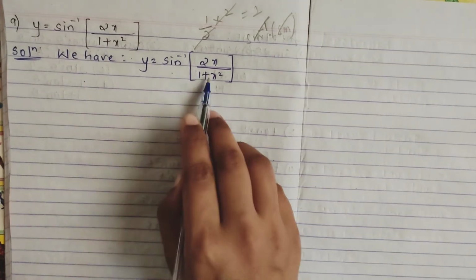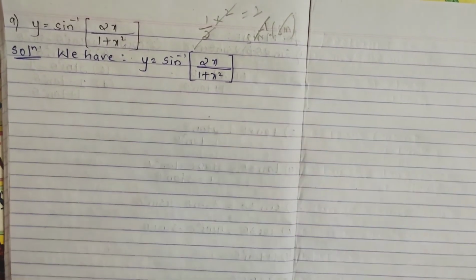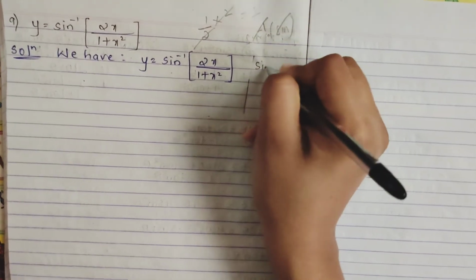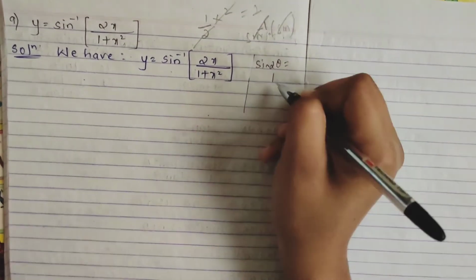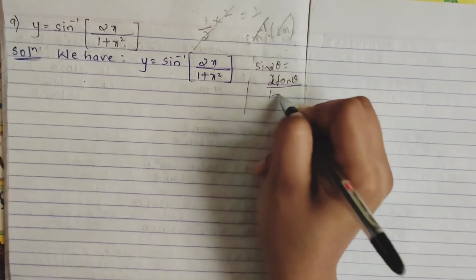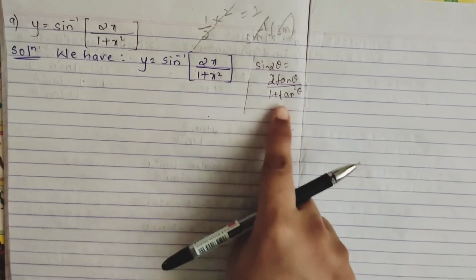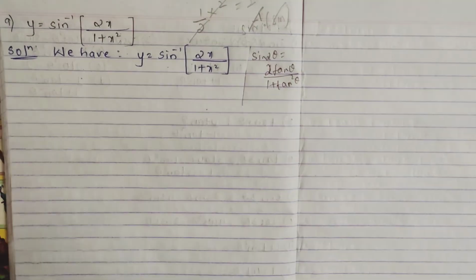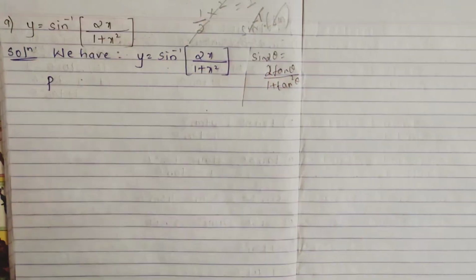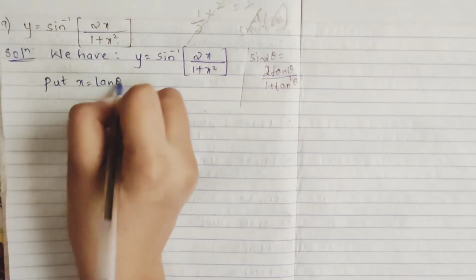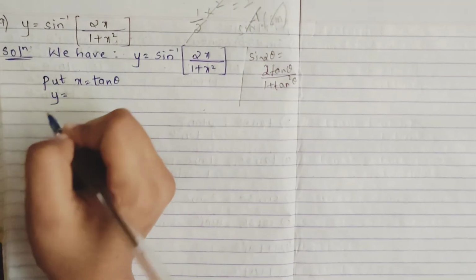How do you have your formula? Now we have only just done the formula, that is sine 2 theta. I have shown you sine 2 theta in terms of tan. Yes, 2 tan theta whole divided by 1 plus tan square theta. You have this formula, so we can make this in such a form. For that, what we have to do is put x is equal to tan theta. So y is equal to what it becomes?